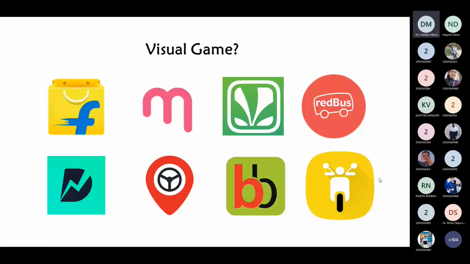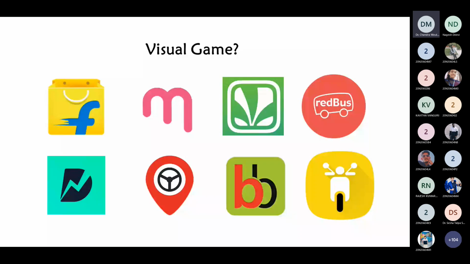Here you go. The last one, Rapido, correct. What is the unique selling point? Very simple, one-liner. It is bike taxi. Rapido is bike taxi. Bike Ola, I can say. Okay.